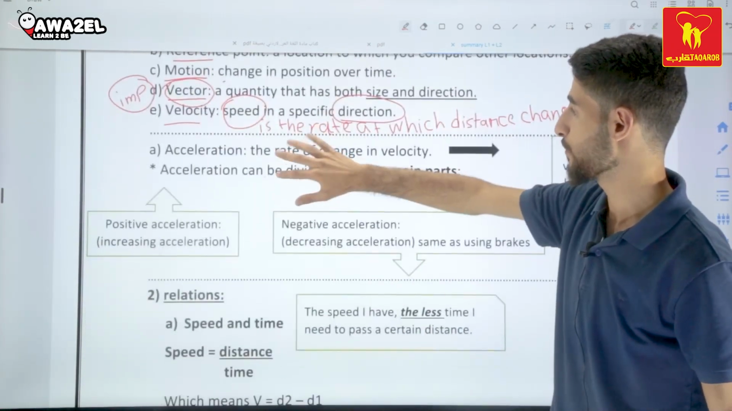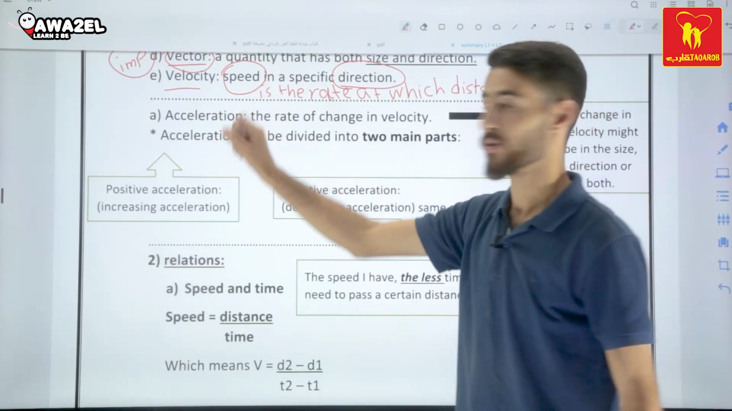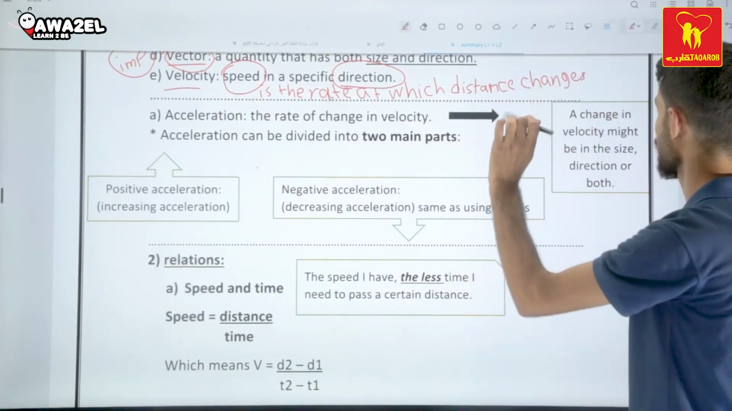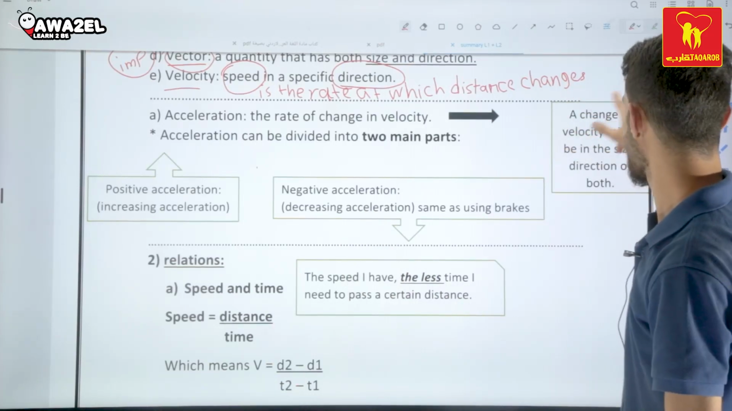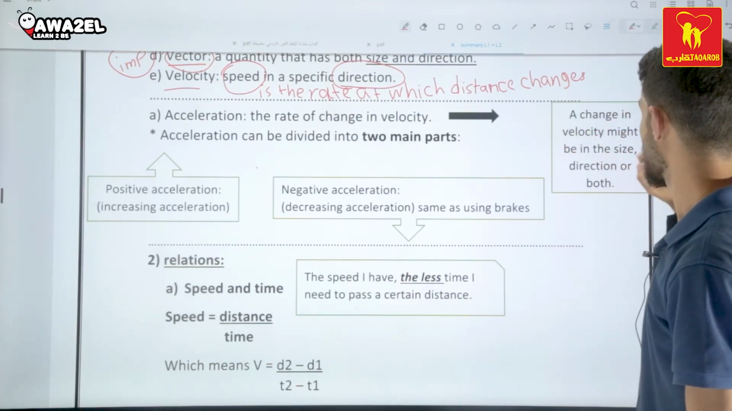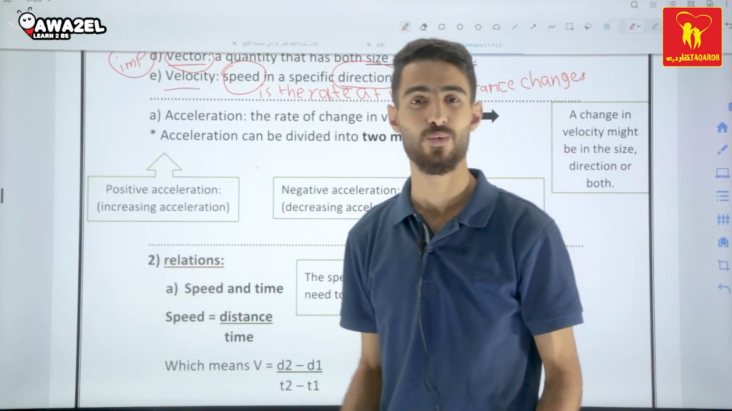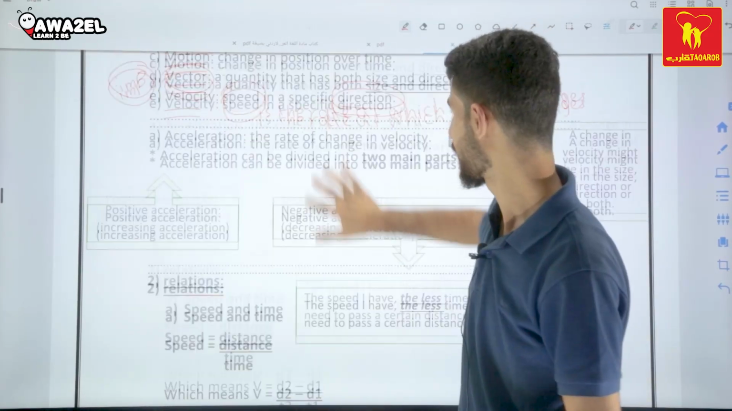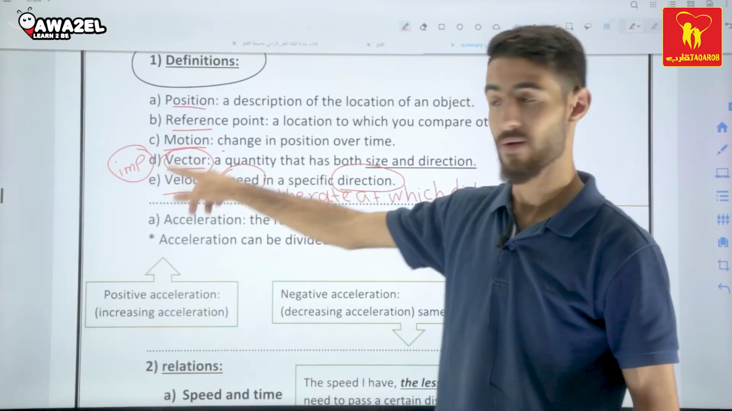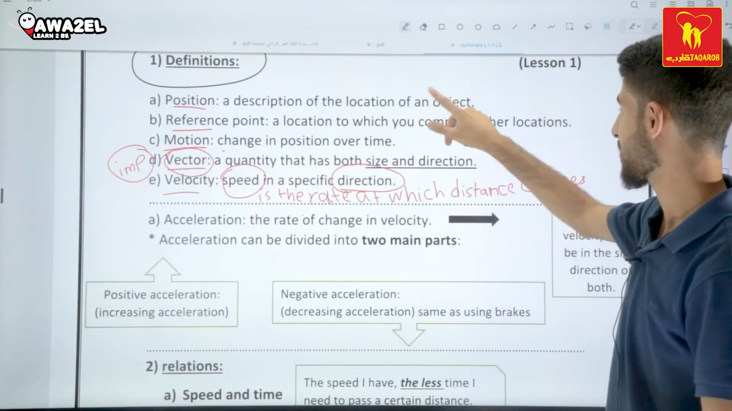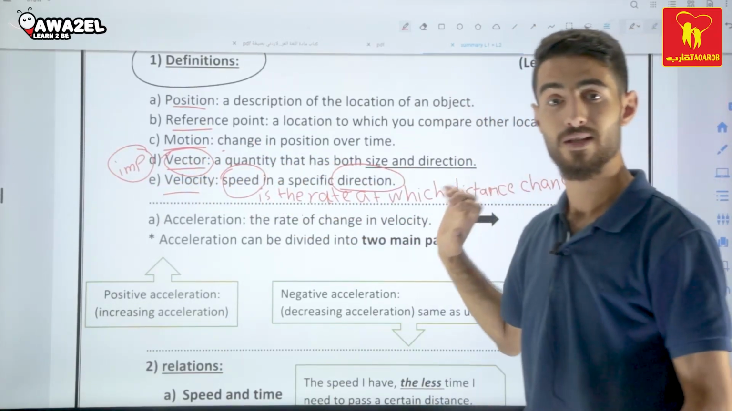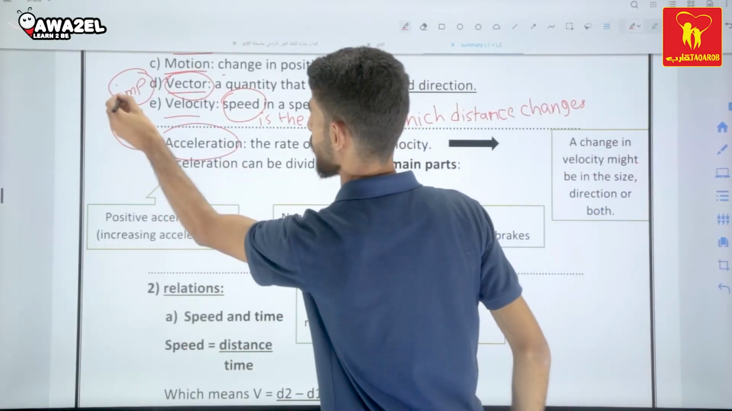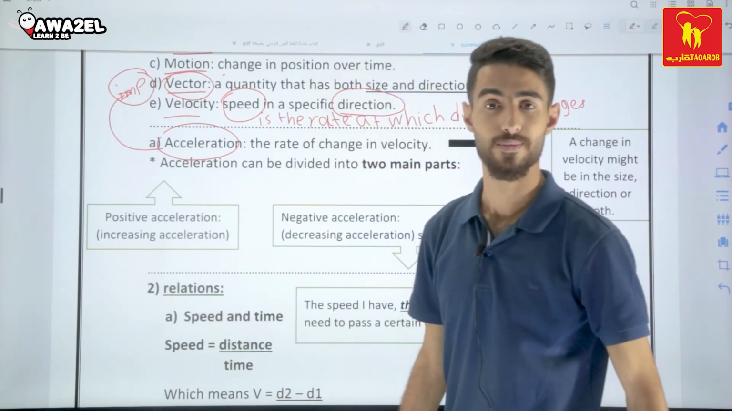Now for lesson 2, you have acceleration. Acceleration is the rate of change in velocity, okay? A change in velocity might be in the size, direction, or both, which leads to the conclusion that acceleration is a vector. Go back here: a vector can be expressed by size and direction. So acceleration is a kind of vector.